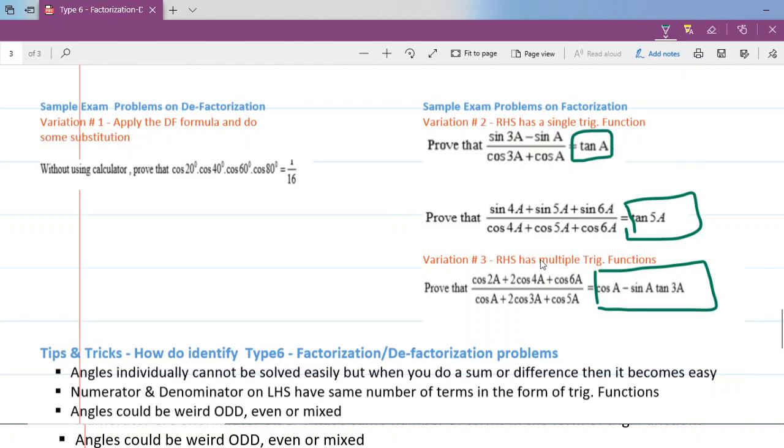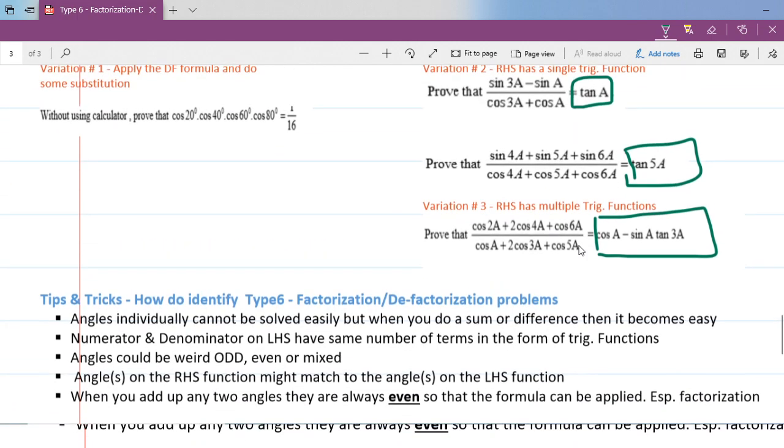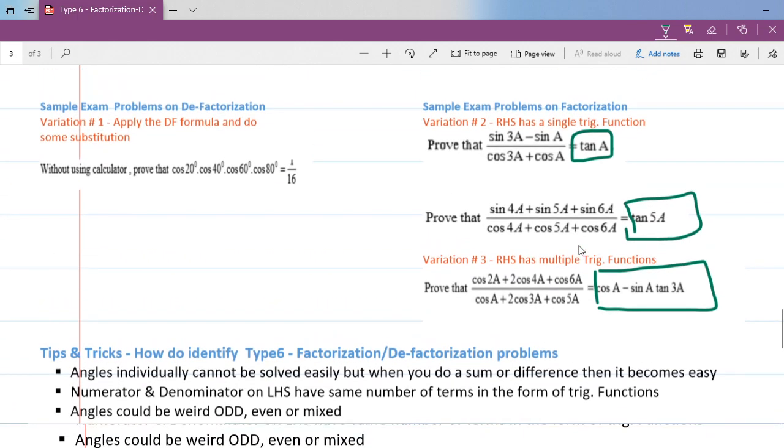So that's your cue to understand that, okay, this is a factorization problem, and this is variation 1 or variation 2 or variation 3, and which one can I apply. So these tips and tricks help you jumpstart in the exam if you're struggling with how to start. And how do you identify the pattern? How do you know that this is a type 6 problem, and how do I start?